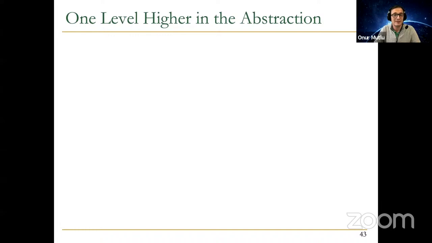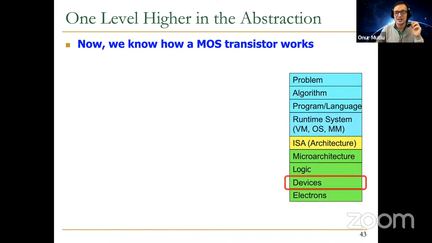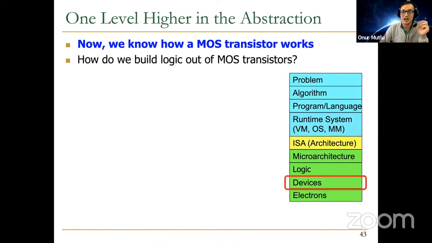So let's go one level higher in the abstraction now that we have it. There are some questions, but maybe TAs can answer them because some of them are actually at a lower level than our abstraction at this point. But now we know how a MOS transistor works as a light switch. What can we do with it? How do we build logic out of these MOS transistors?